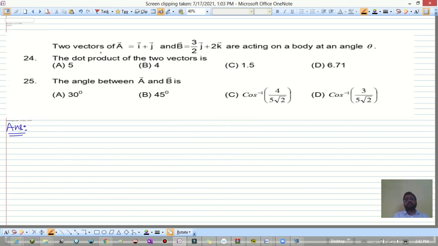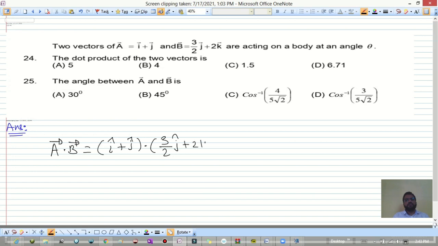Next, two vectors A bar and B bar are acting on a body at an angle theta. It is very simple to find the dot product. I you have to consider with I, J with J. So I hat plus J hat, dot with 3 by 2 J hat plus 2k hat. But here you have to be very cautious: here J hat and K hat are given, and there I hat and J hat are given. So here I hat is not present, that means you have to consider 0 I hat.